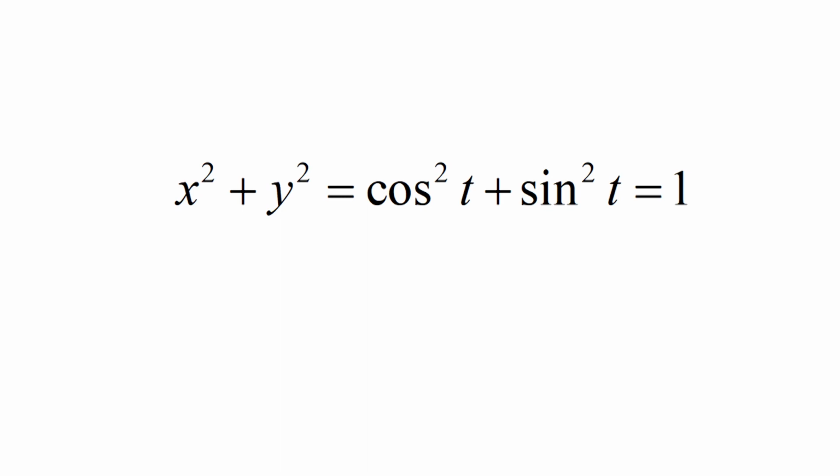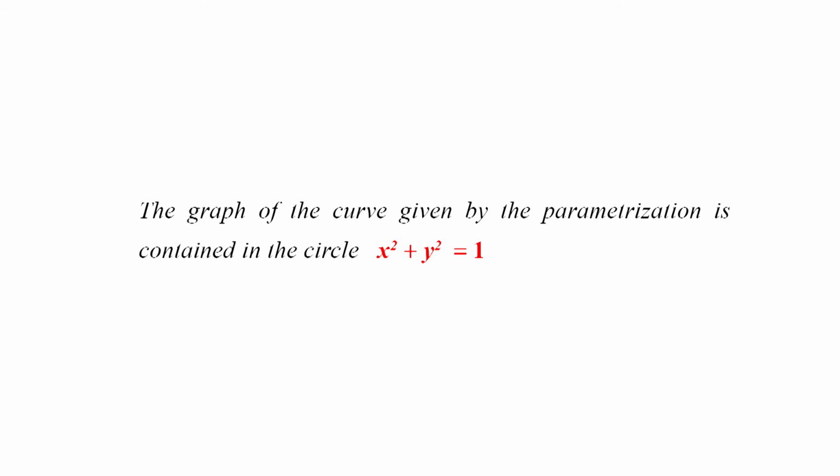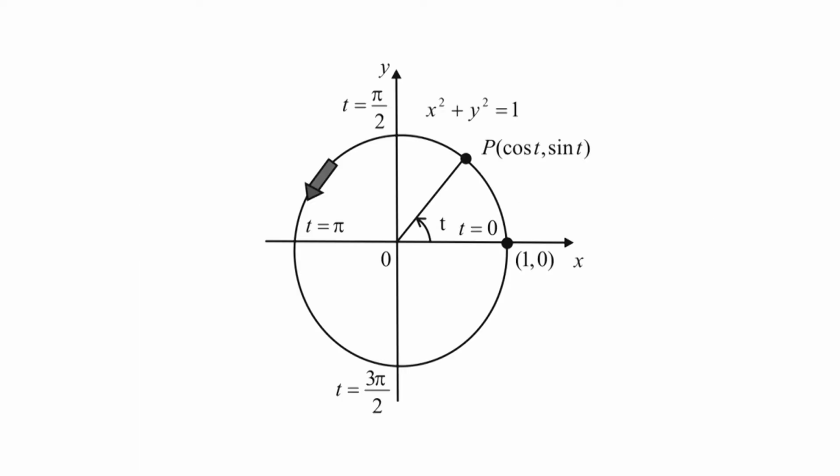This shows that any point (x, y) on the curve x = cos t and y = sin t, where t varies over the closed interval 0 to π, is a point on the unit circle with the center at the origin. Thus, the graph of the curve given by the parameterization is contained in the circle x² + y² = 1. Geometrically, corresponding to the parameter t, there is a point P(cos t, sin t) on the circle such that t is the angle in radian measure swept out in the counterclockwise direction by the radius OP from the positive x axis.